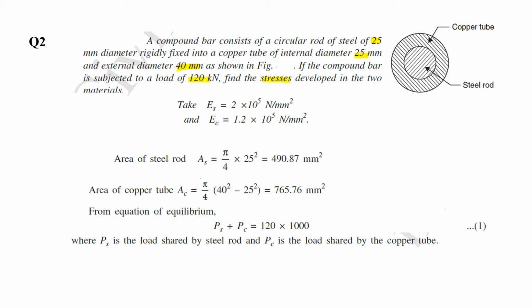We have to formulate two equations because we have two unknowns. One is the load taken by steel. These are our unknowns. Load taken by steel, that is PS, and load taken by copper, that is PC. These are the two unknowns. And the total load is equal to the sum of these two. Load taken by steel plus load taken by copper, that is PS plus PC is 120 kN. So it is 120.